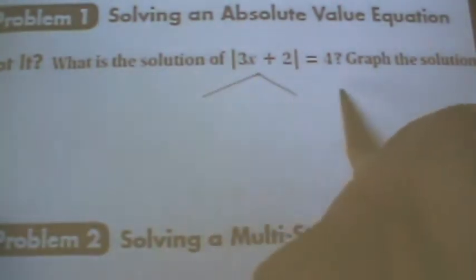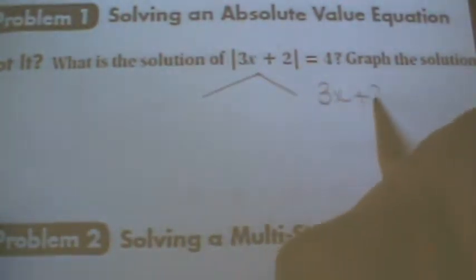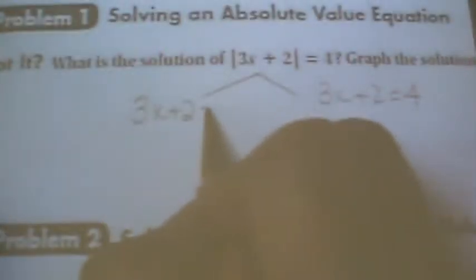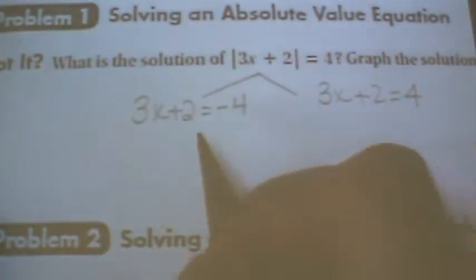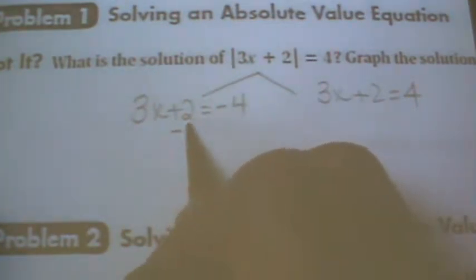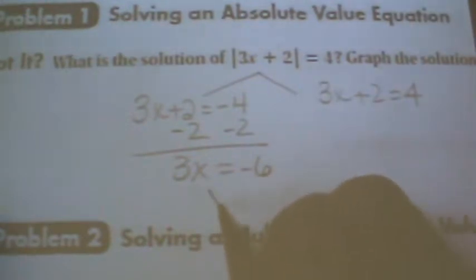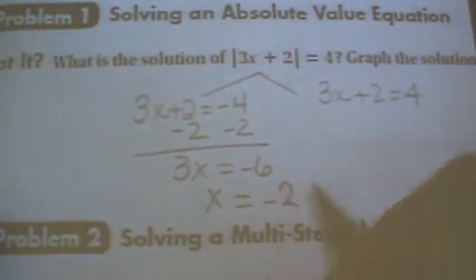How do you solve this: absolute value of 3x plus 2 equals 4? Break it up into 2 problems. What 2 problems? 3x plus 2 equals 4, and 3x plus 2 equals negative 4. Then solve them. Minus 2, minus 2, divide by 3. What's x? 2. And this one?